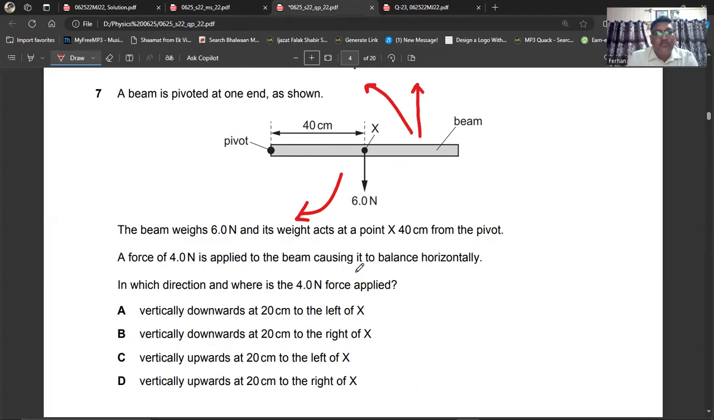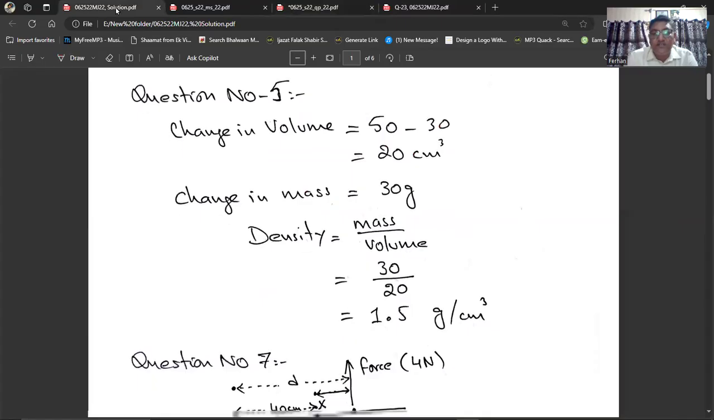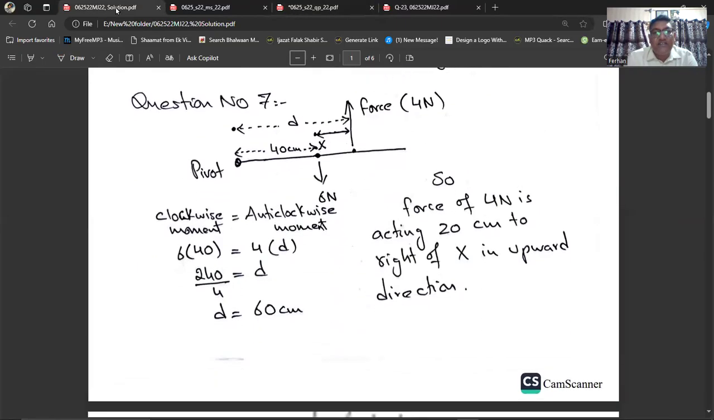And because that force is 4 Newton, that force is less than the weight of this beam. So the moment arm should be larger. So this will be on the right side. The force will be applied on the right side of the X. So let me suppose that its moment arm is D.